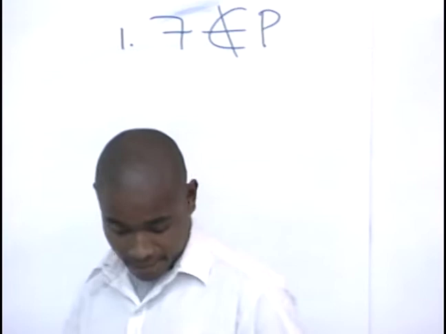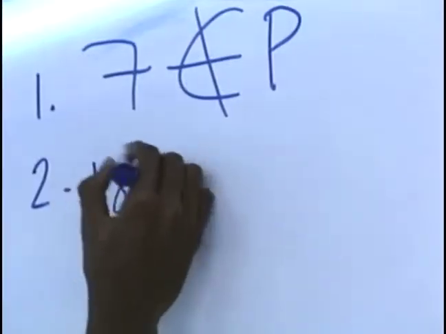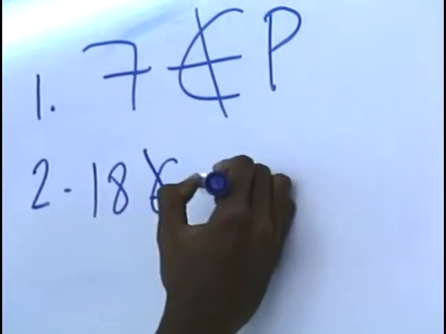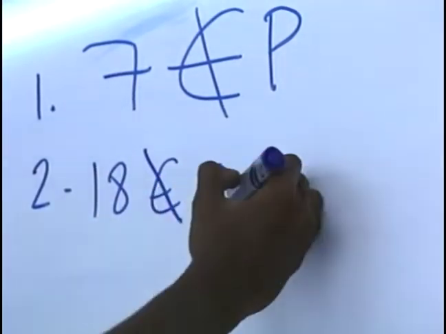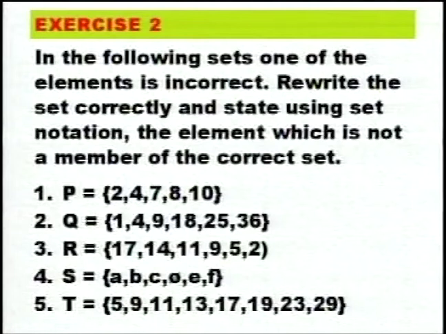Okay, good. Number 2, who wants to do number 2? Livingston? For number 2, 18 is not a member of Q. I forgot how to pronounce it. I have to find out how it's pronounced. All right, next one. Number 3, let's have a girl. Hekoi. Number 4 will be Megan.